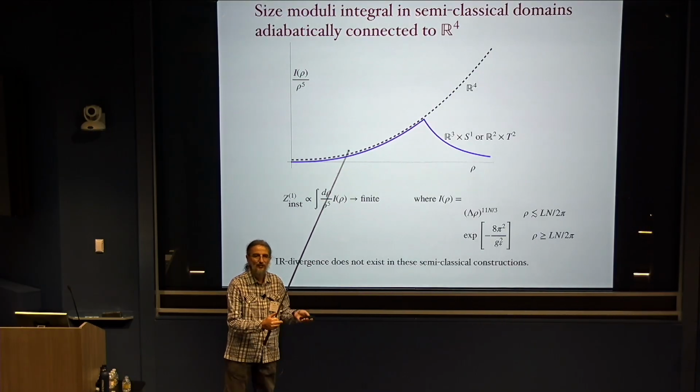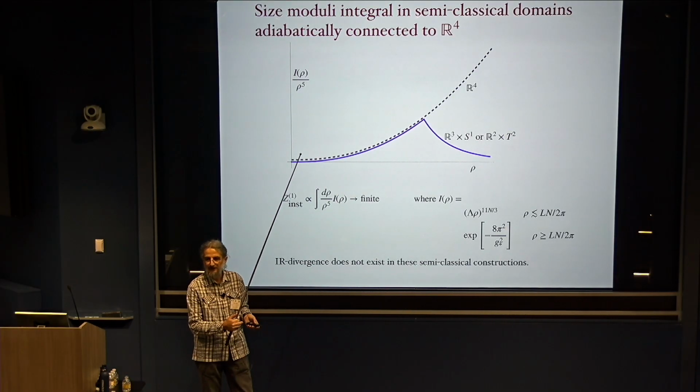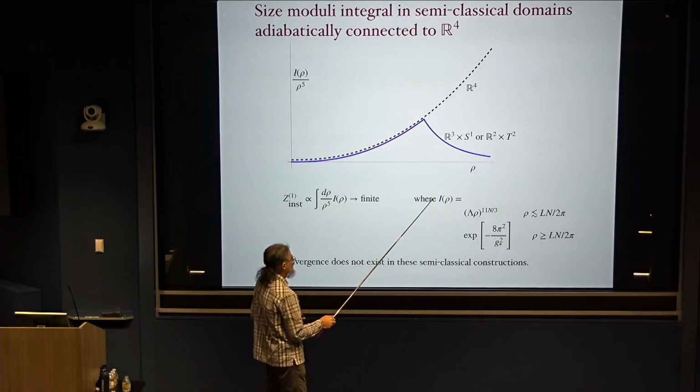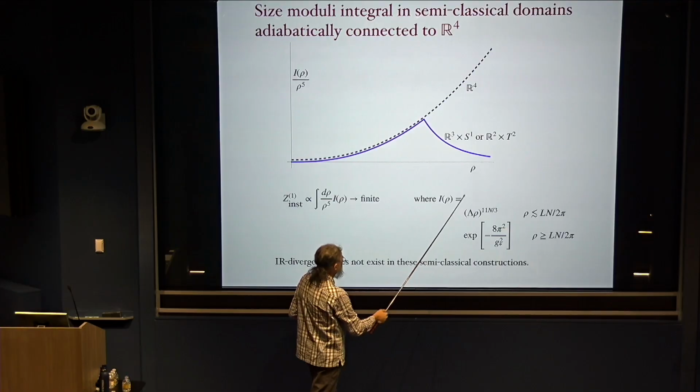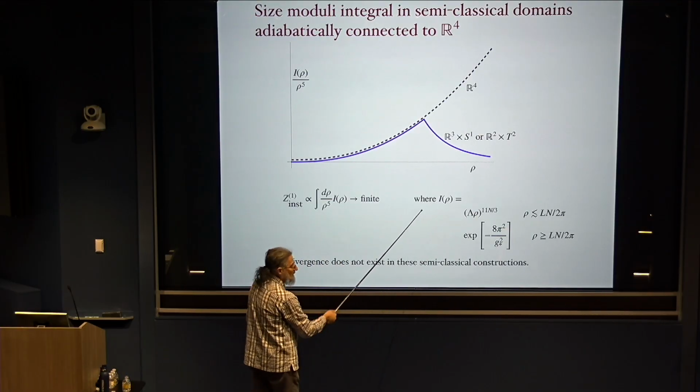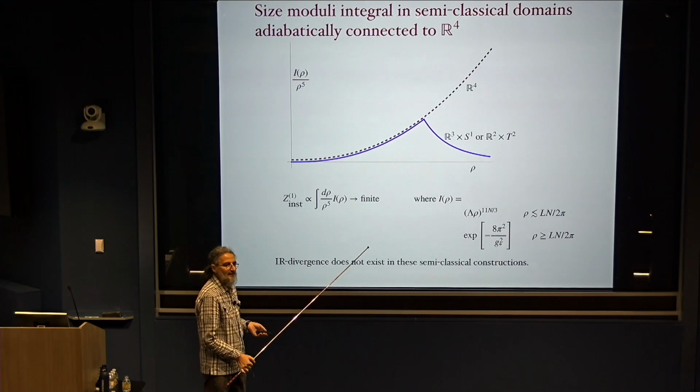This is similar to a generic point in the moduli space of Seiberg-Witten theory. And then the size modulus integral decays, and the integration is finite, and the IR divergence does not even exist.